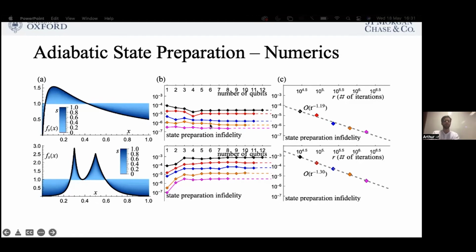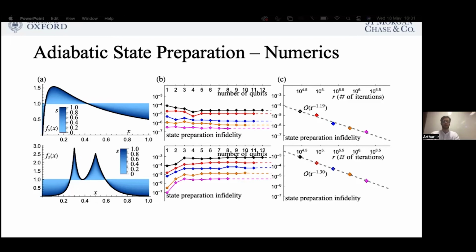In the middle figure, we show the state preparation infidelity as a function of the number of qubits. And I'll say why this is useful or interesting in a moment. And then on the right panel, we show the state preparation infidelity as a function of the number of iterations R you perform, so the resolution and the temporal discretization of your simulation. And so, there are a couple of interesting asymptotic trends to note here.